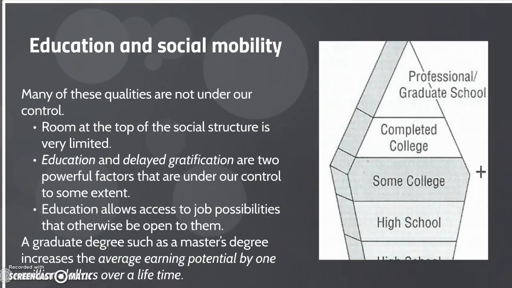Education and mobility. Many of these qualities are not under our control. Room at the top of the social structure is limited. Education and delayed gratification are the two most powerful factors that are under our control, which I've already spoken about. Education obviously allows access to job possibilities that otherwise would not be open. A graduate degree such as a master's degree increases the average earning potential by $1 million over a lifetime.